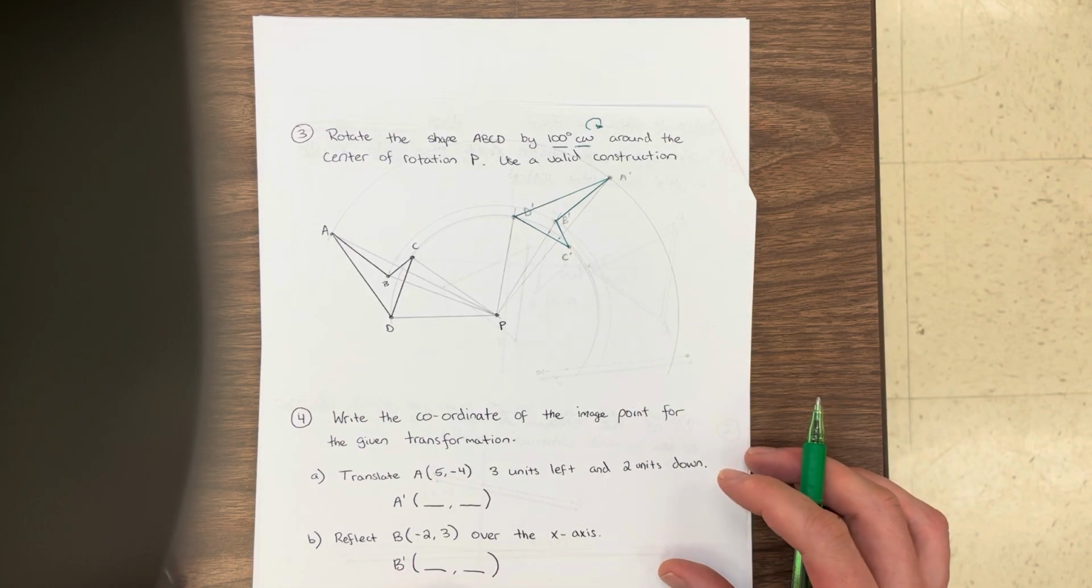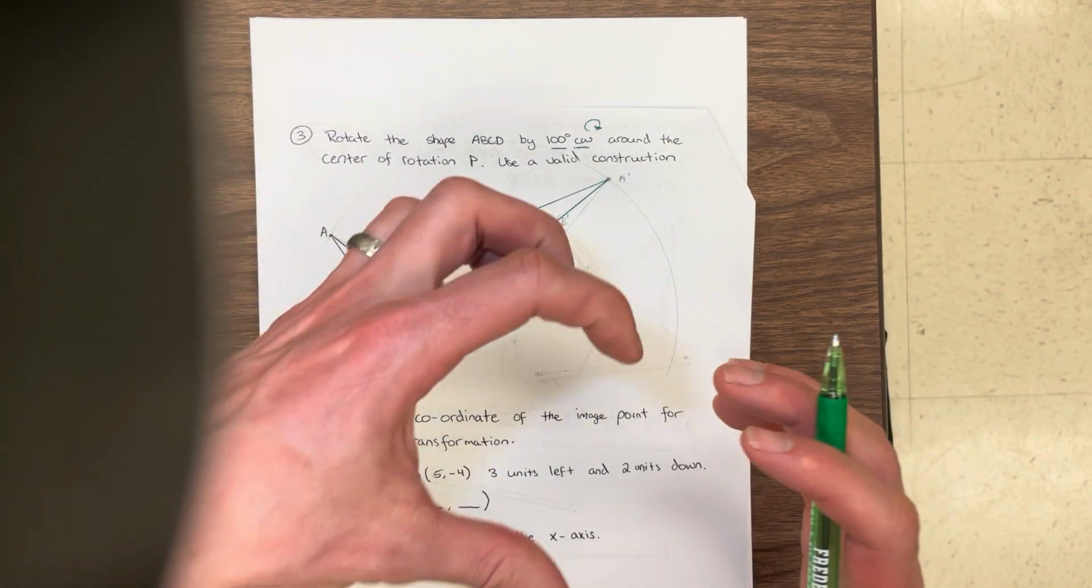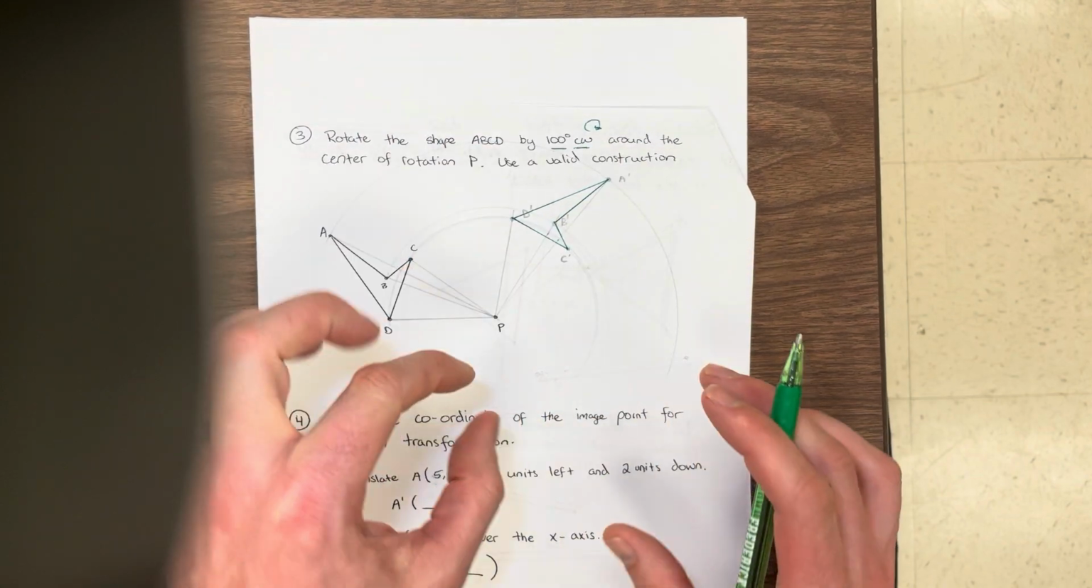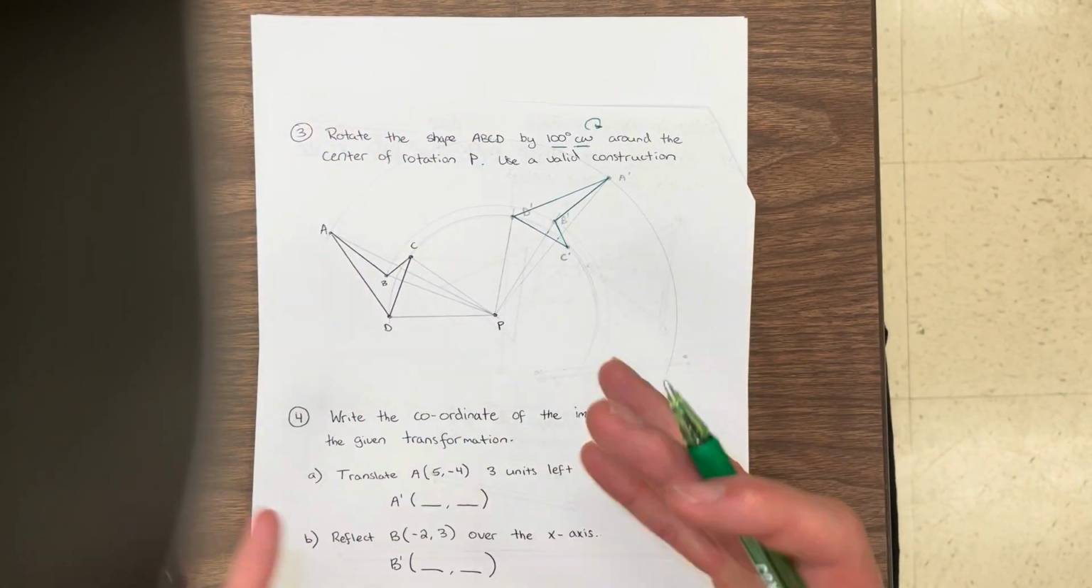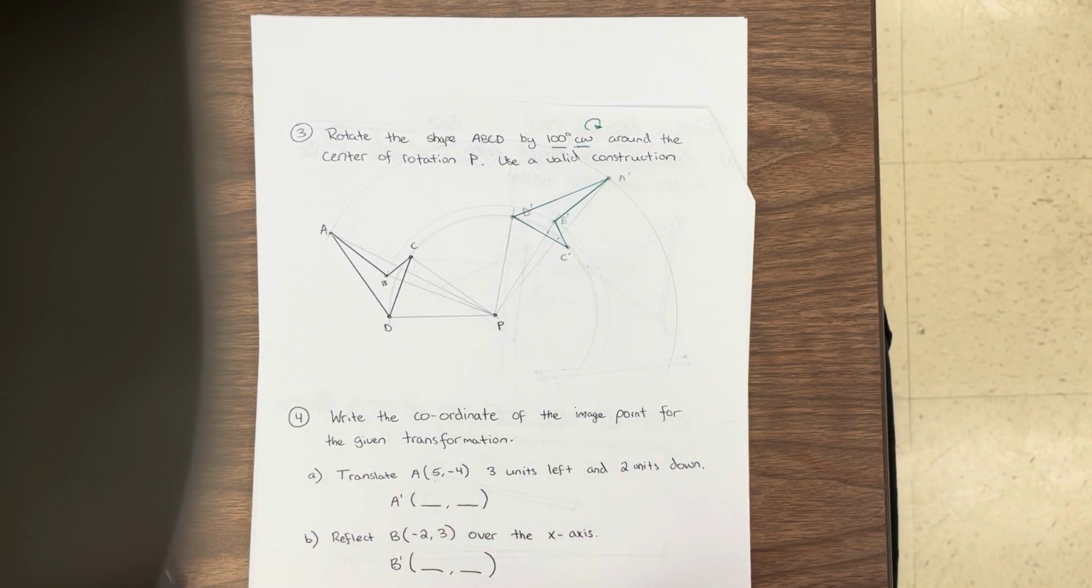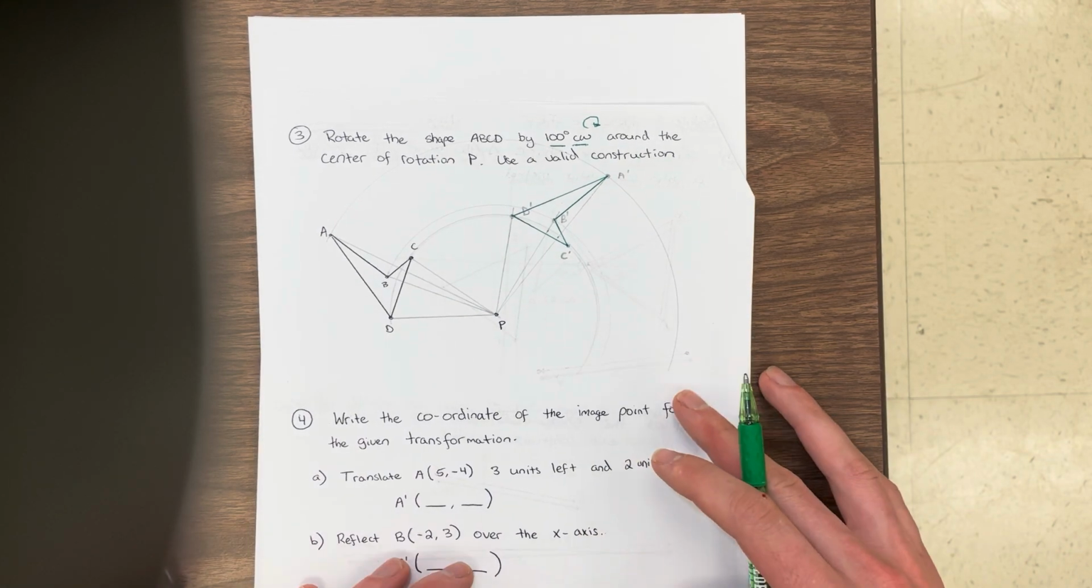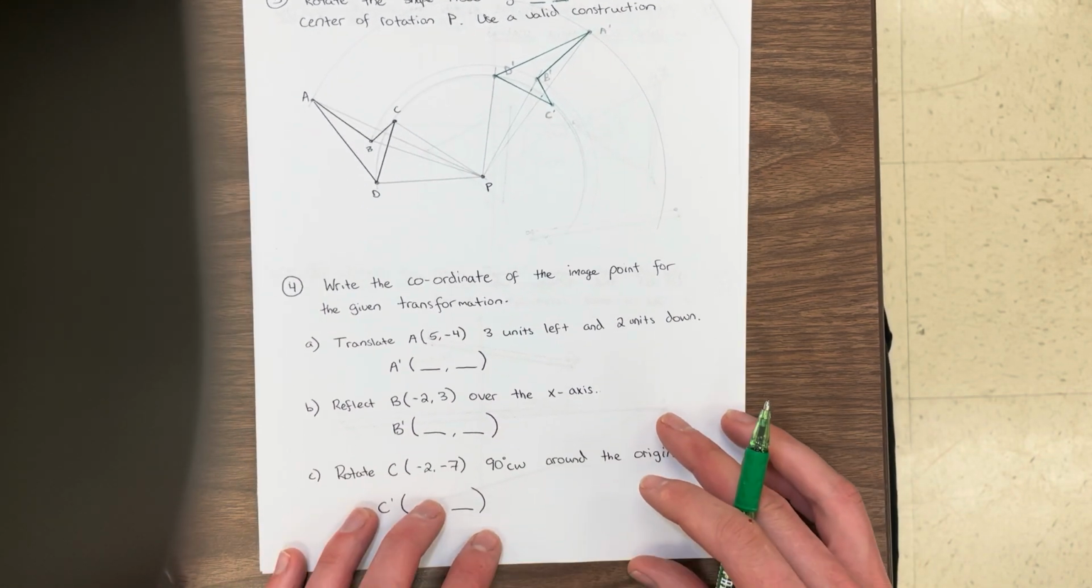So your image should be the same size, just turned a different way. It's rotated around the point. The distance it stays from the point should be the same the whole way around. So your shape should be congruent. All right, going into the coordinate stuff.